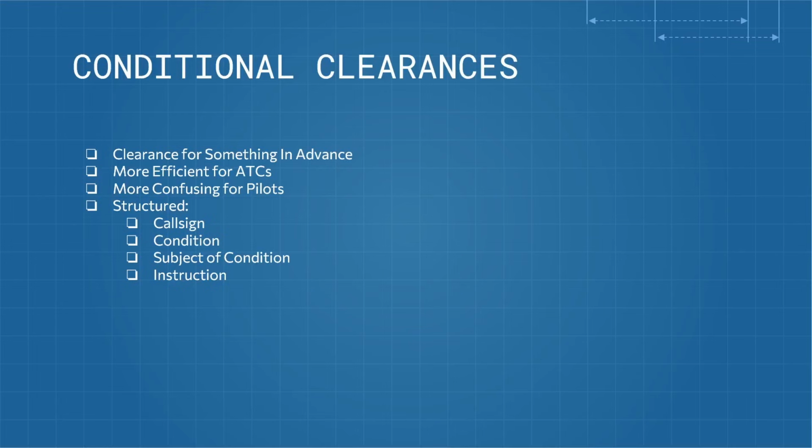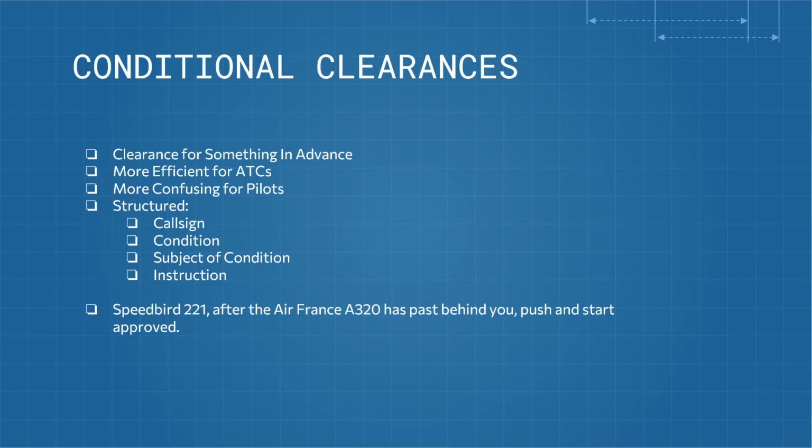Let's use the example, Speedbird 221, after the Air France A320 has passed behind you, push and start approved. We can see the call sign here is Speedbird 221, the condition is after, the subject is the Air France A320, and the main instruction is to push and start. Conditional clearances must always be read back for safety. If you ever do not understand a conditional clearance, do not do the action. Hold position and ask for clarification.